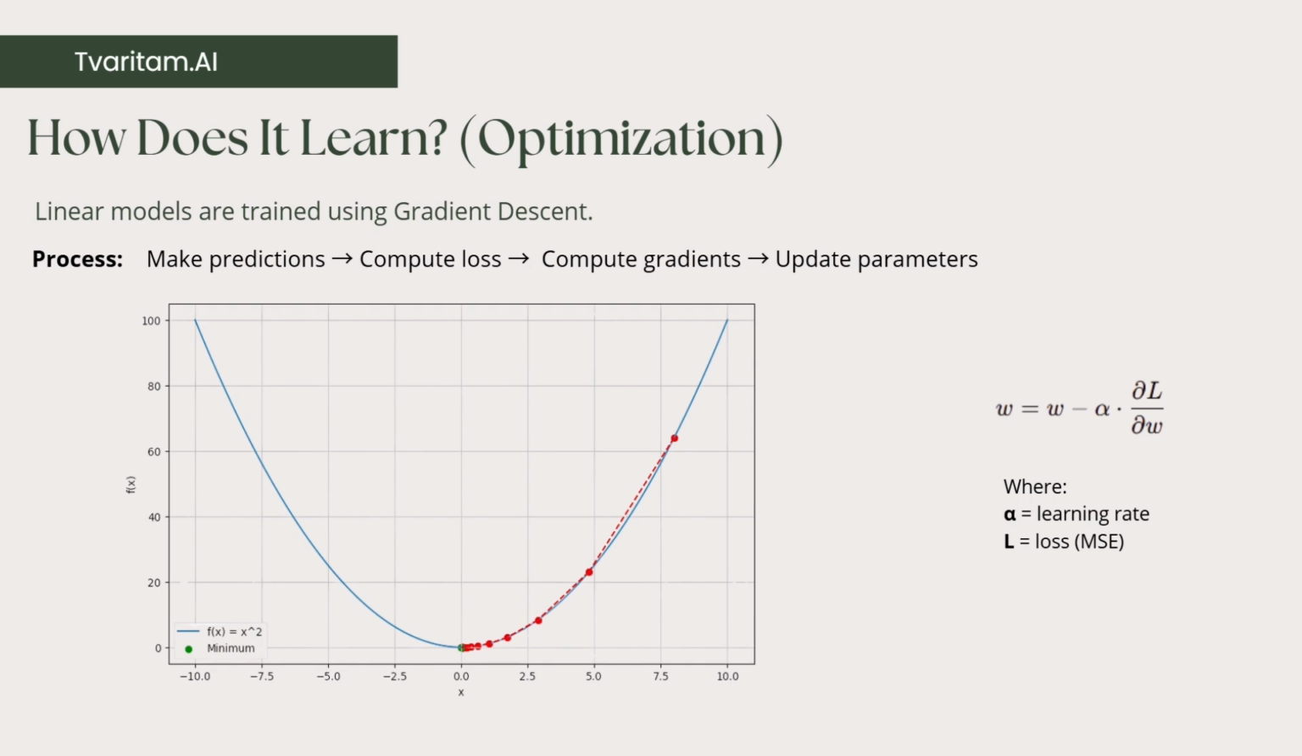Now, if you know how derivatives work, you might think, why don't we just directly compute the minimum using mathematics? In simple cases, we actually can by taking derivatives and setting them to 0. But in many real-world problems, especially complex models, this becomes difficult or computationally expensive, and that is why we use gradient descent as an iterative and scalable approach.